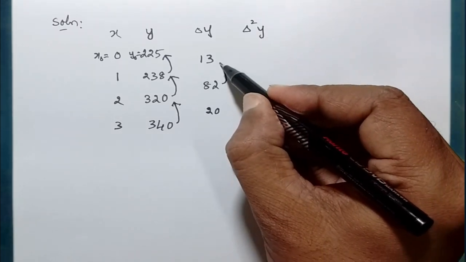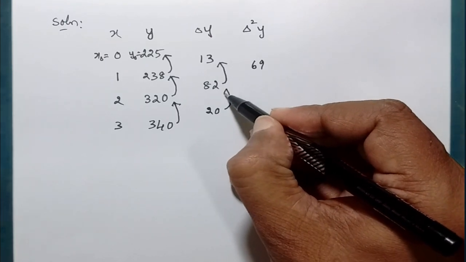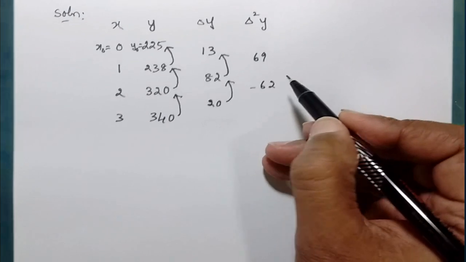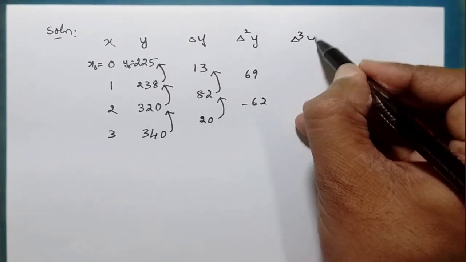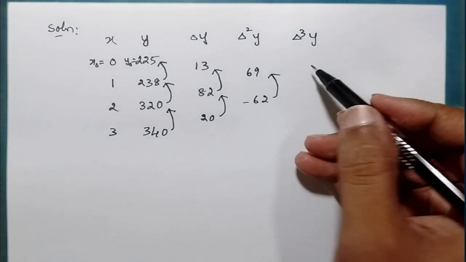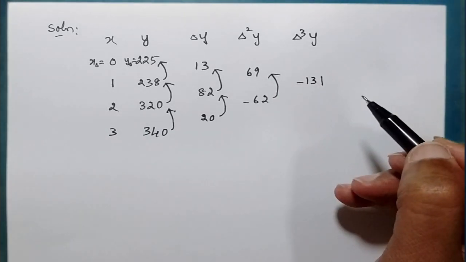Then go for the second difference. Take the difference, 82 minus 13. How much you're getting? 69. Then 20 minus 82, so 20 minus 82 will be minus 62. Then you have del cube y. Take this difference, minus 62 minus 69. How much you're getting? Minus 131.